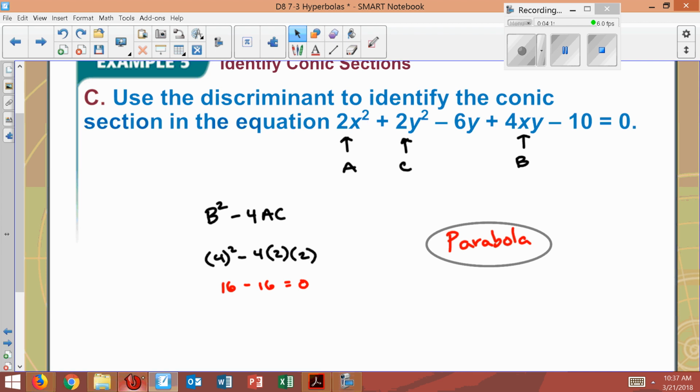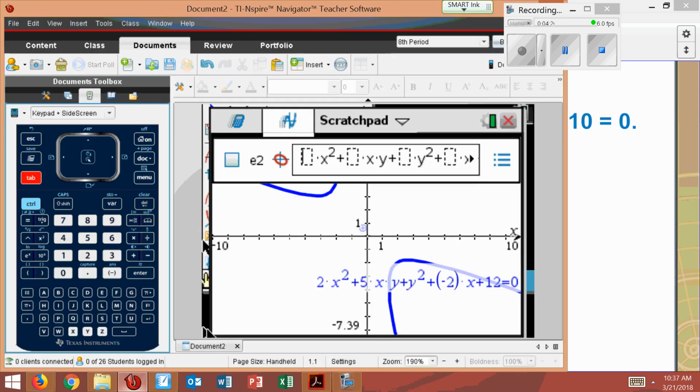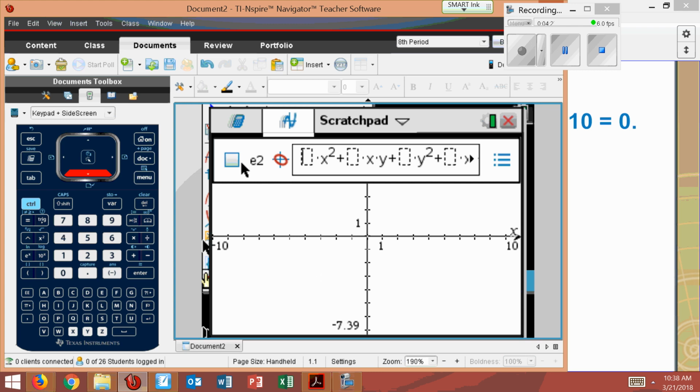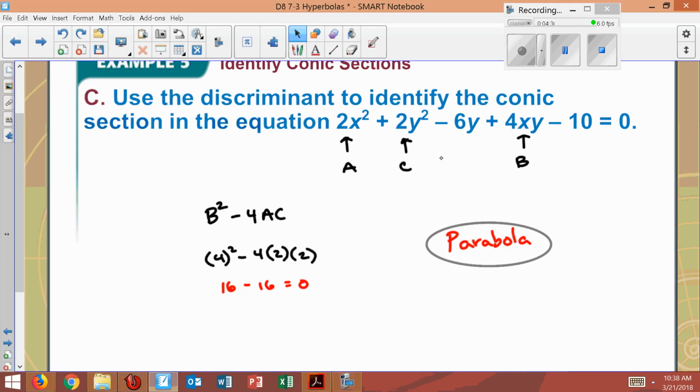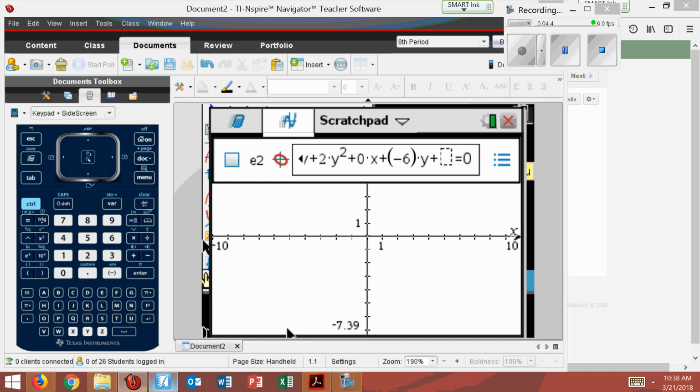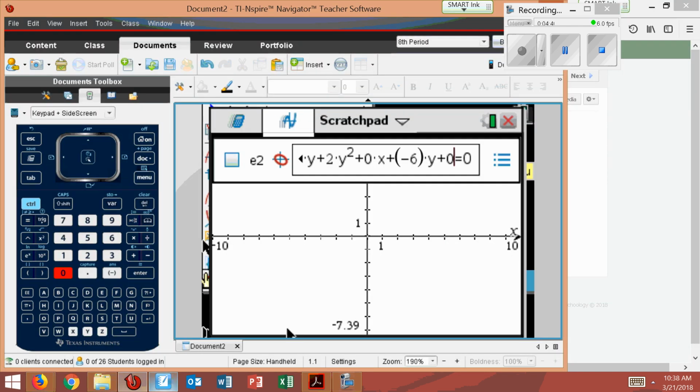Let's graph this to check. So we go up here. I'm going to press tab to change my equation, and I'm just going to turn this one off. Now we'll type in the new one. It was 2x squared. There was a 2 there. I remember the 4 was my b. Now let's see what my number is in front of y. I don't have an x, but I have a negative 6y. So 0 there, a negative 6 here. And finally, what do I have by itself? I have the number negative 10.